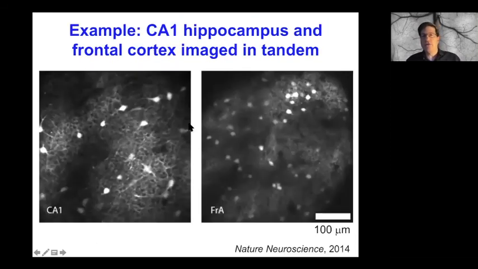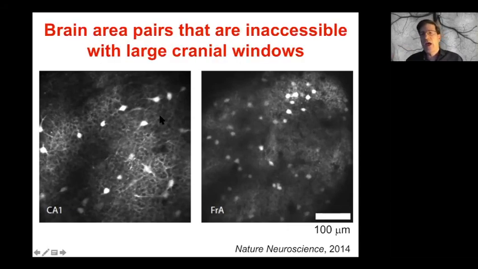And because they're microlenses, you can even image deep areas. So here's an example of two simultaneously acquired images from the hippocampus and the frontal cortex of the mouse. Done in this case with a two-photon microscope, but analogous in some ways to what I showed you in the freely moving mouse.